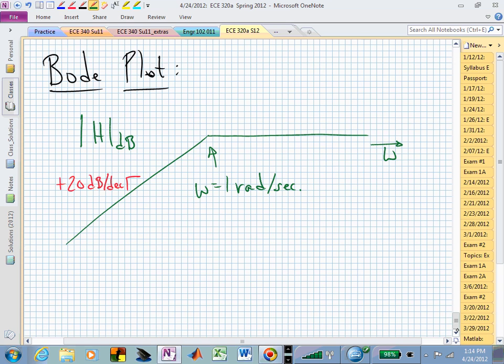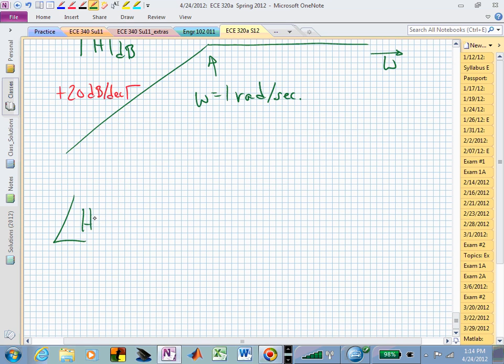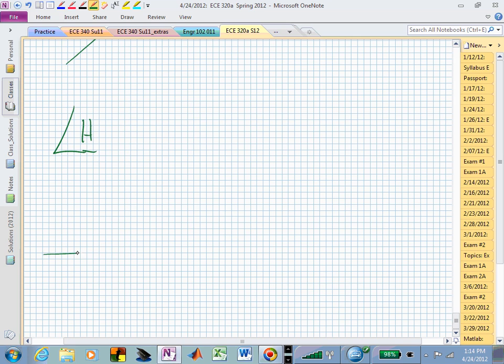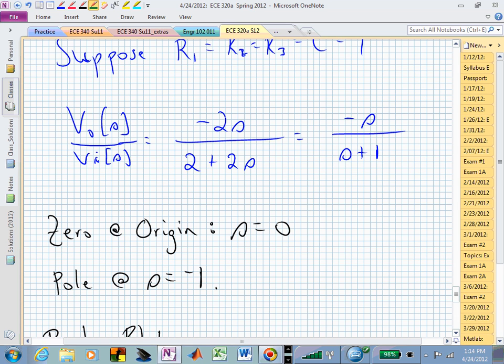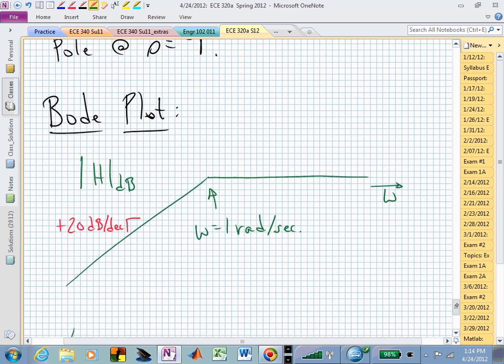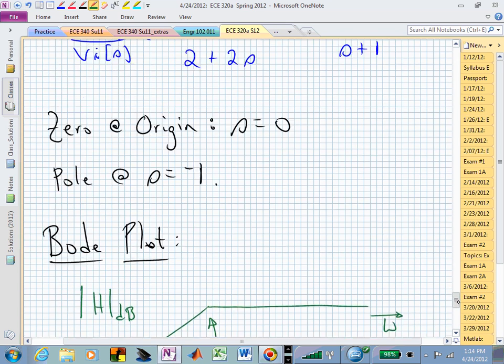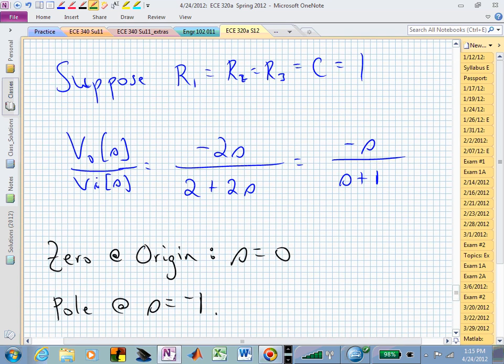What's my phase curve look like? Let's say this is 0 degrees and this is my omega axis. Now maybe it's a trick question. What do I have here? I would probably pull this into not 2 pieces, but 3 pieces. I would factor out the negative and say that's a -1 for my constant piece. Then I have a 0 at the origin and a pole at s equal to -1.